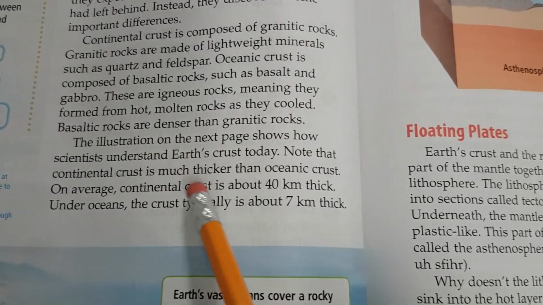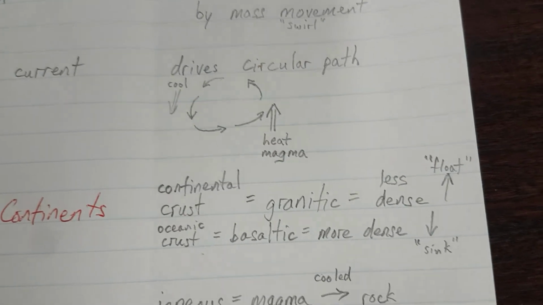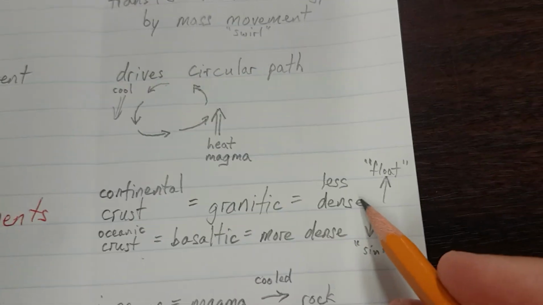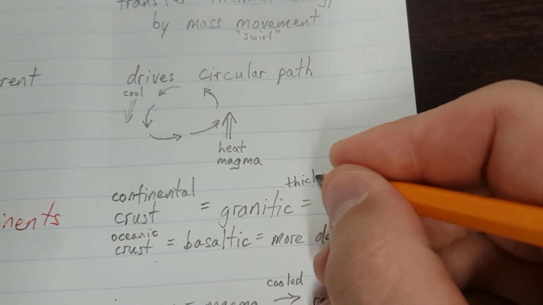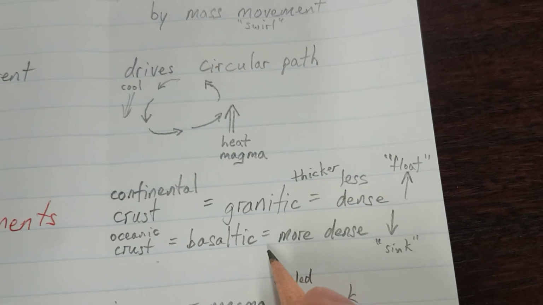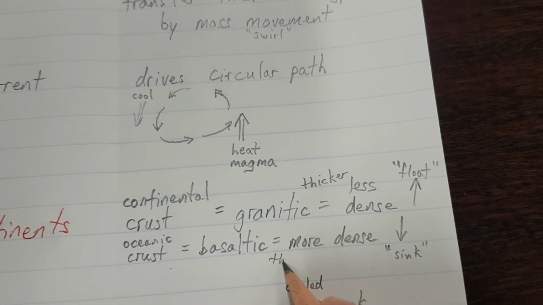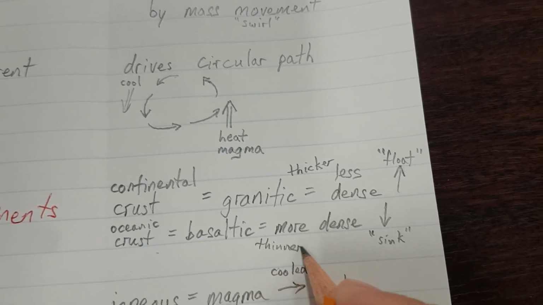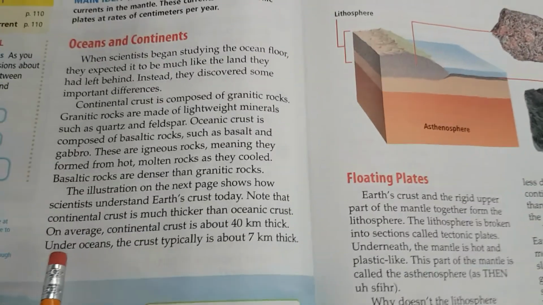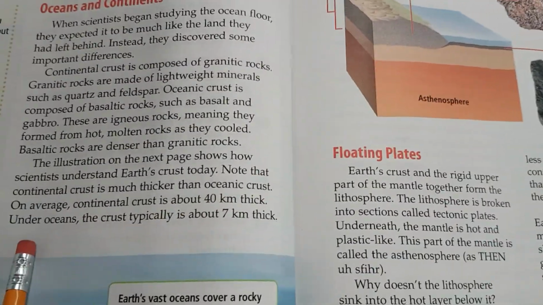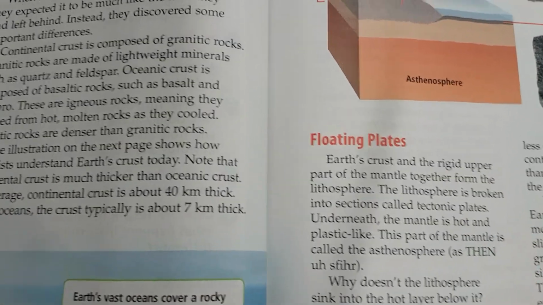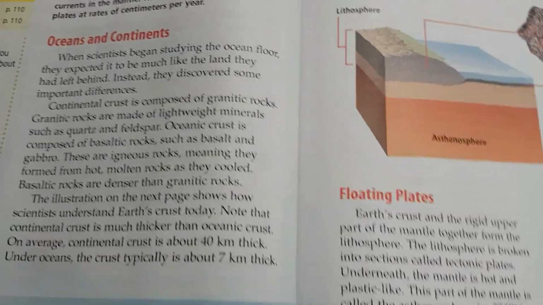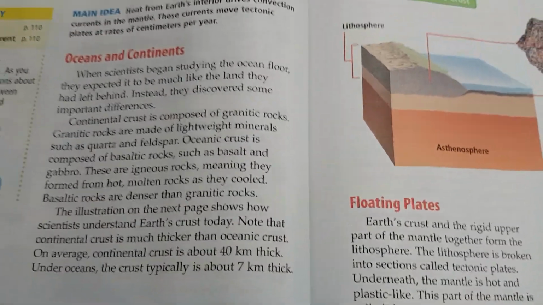You notice they're two different colors, two different compositions. Note that continental crust is much thicker than oceanic crust. Let's put that somewhere. Not only is the continental crust less dense, it's also thicker. T-H-I-C-K-E-R. And over here in basaltic, let's put thinner, T-H-I-N-N-E-R. On average, continental crust is about 40 kilometers thick. Under oceans, the crust typically is about 7 kilometers thick. We don't need those specific numbers, we just need to know that one is thicker than the other.